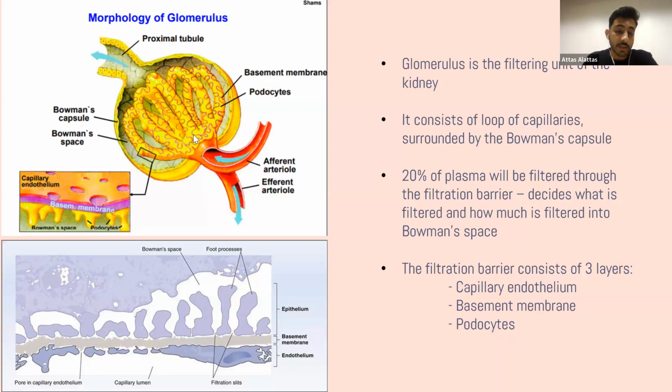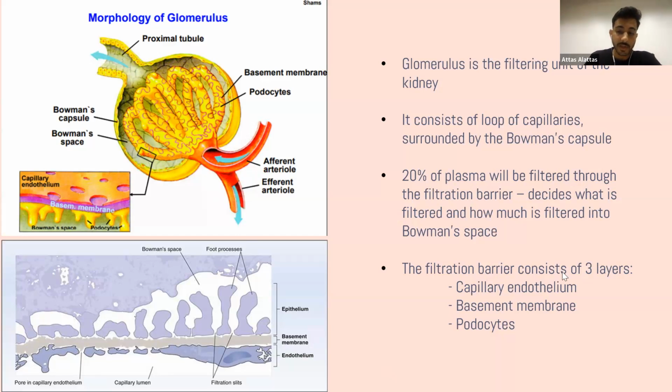Now, 20% of the plasma will be filtered through this filtration barrier. So when I say filtration barrier, you always think of these 3 layers: the capillary endothelium, basement membrane, and the podocytes. This filtration barrier decides which substances will be filtered and how much will be filtered. And when they are filtered, they get filtered into the Bowman space, and from there they go into the tubules.